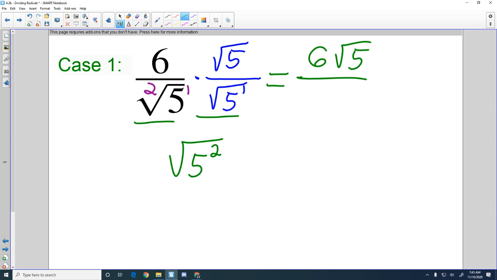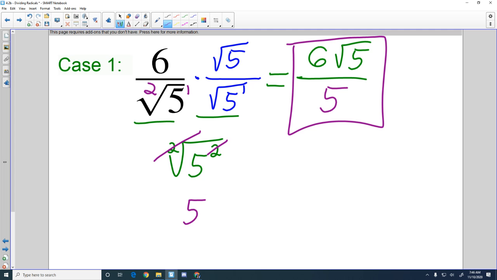Now, this is great because remember, this index is technically a 2 because it's a square root. And because the index matches the exponent, they cancel out and we're left with just a regular old 5. Or another way to think of it is that's the square root of 25. And we all know the square root of 25 is just 5. So there's no more root in that denominator. It is canceled out and we're left with just a regular old-fashioned 5.